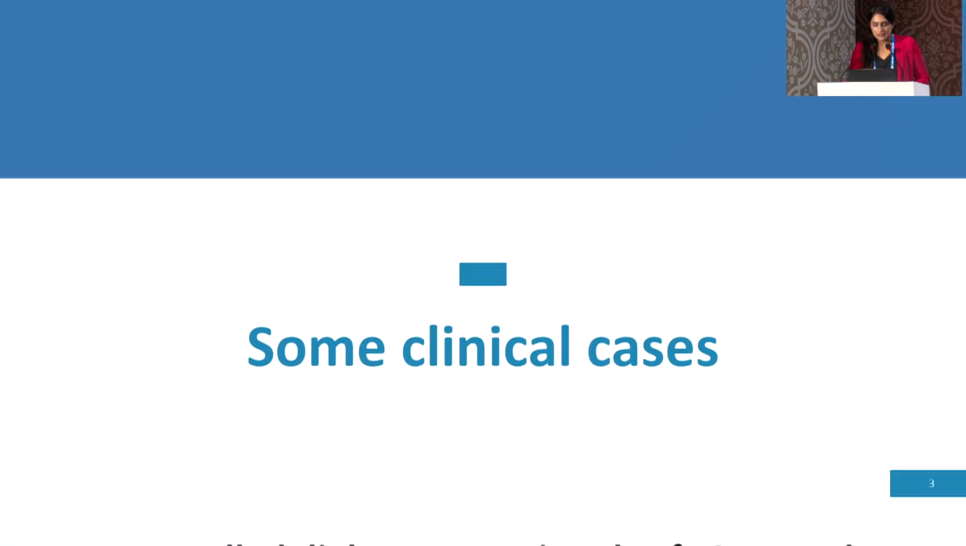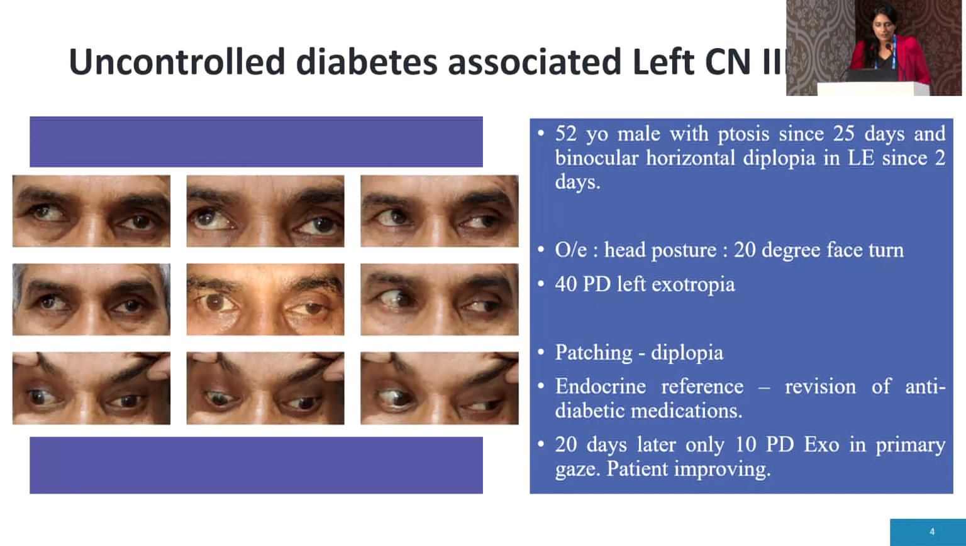So I'll be discussing some clinical cases that we have seen. First is a case of uncontrolled diabetes associated with left third nerve palsy. It was a 52-year-old male with ptosis for 25 days with binocular horizontal diplopia since 2 days. On examination, there was a head posture of 20-degree face turn with 40 PD left exotropia. For diplopia, patching was advised and a repeat endocrine reference was done. The patient followed up after 20 days with only residual 10 PD exo in primary gaze.